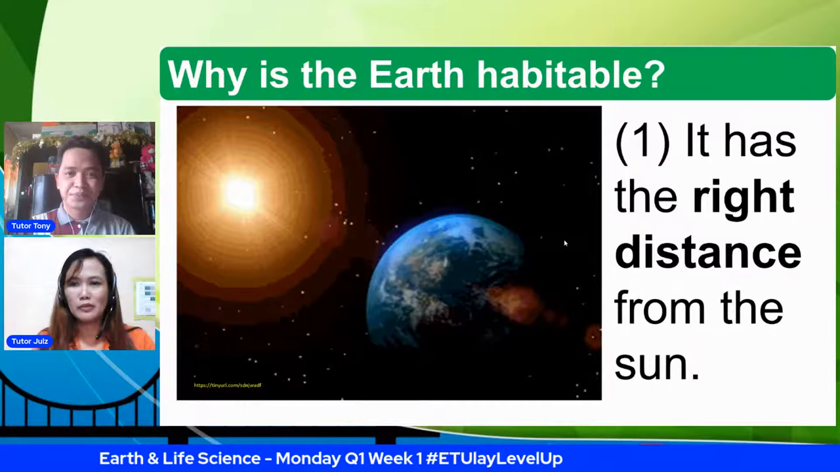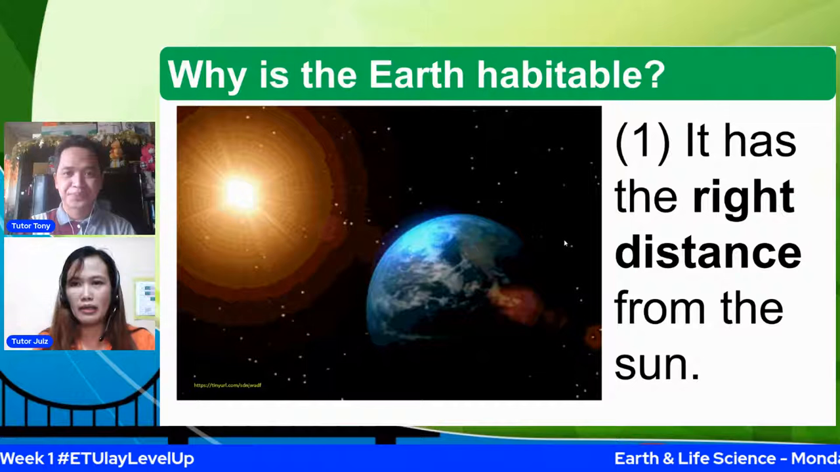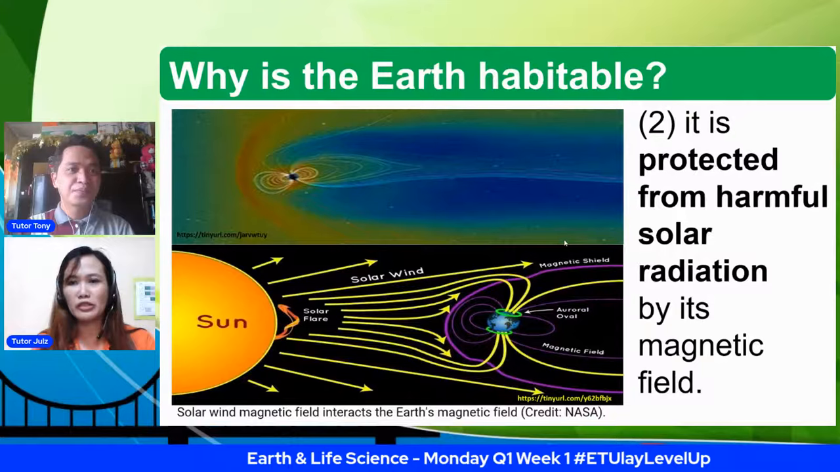Okay, so why is the Earth habitable? Let's run through it, ma'am. Yes, based on the discussion a while ago, it has the right distance from the sun, and it is protected from harmful solar radiation by its magnetic field.